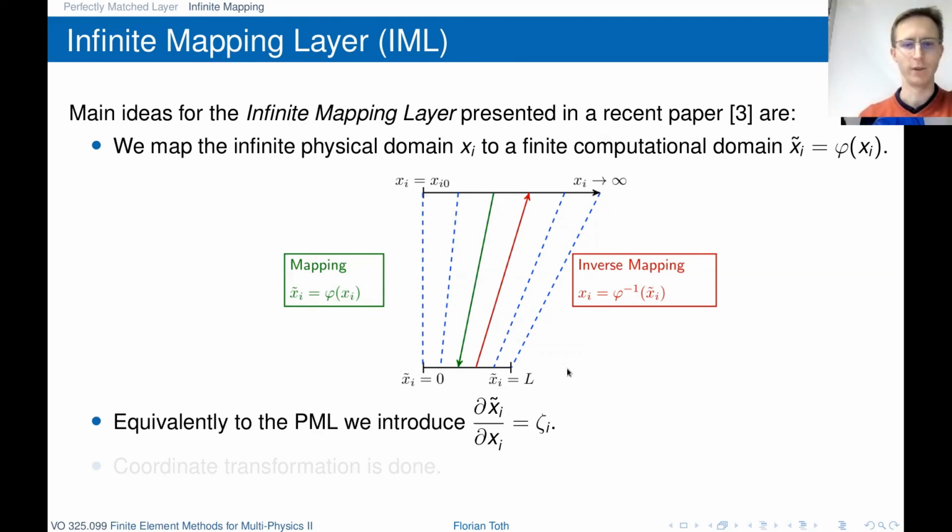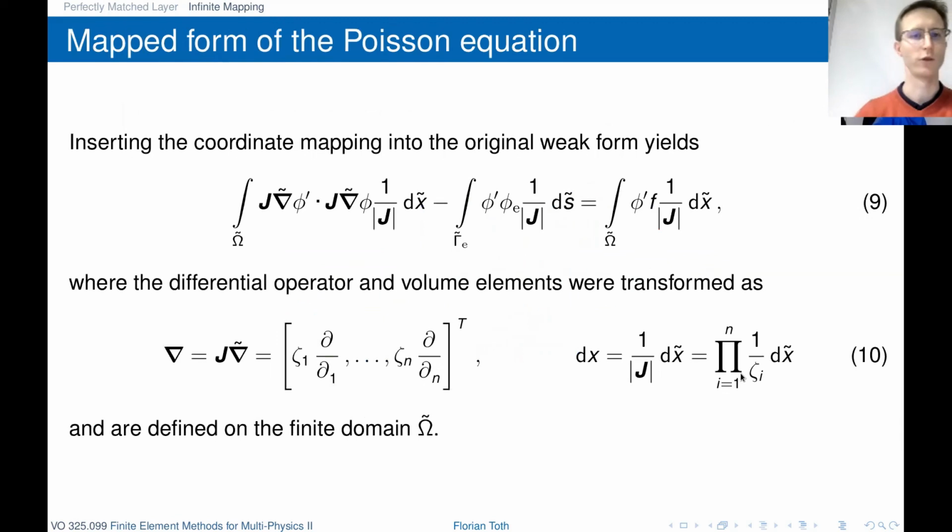And this is equivalent to the PML. We simply introduce now a relation for the derivative. And then we simply do a coordinate transformation similar to the perfectly matched layer. And just to show you how this transformation works, we have done it at the example of the Poisson equation. Here for simplicity, we insert the coordinate mapping, and what always comes in when you do coordinate transformations is a Jacobian matrix. This is the J, and of course you also have to take account for the volume element here, dx tilde, where you need the inverse of the determinant of the Jacobian. So here are the relations for the differential operators. As you can see, they're equivalent to the perfectly matched layer, and the relation for the volume element.